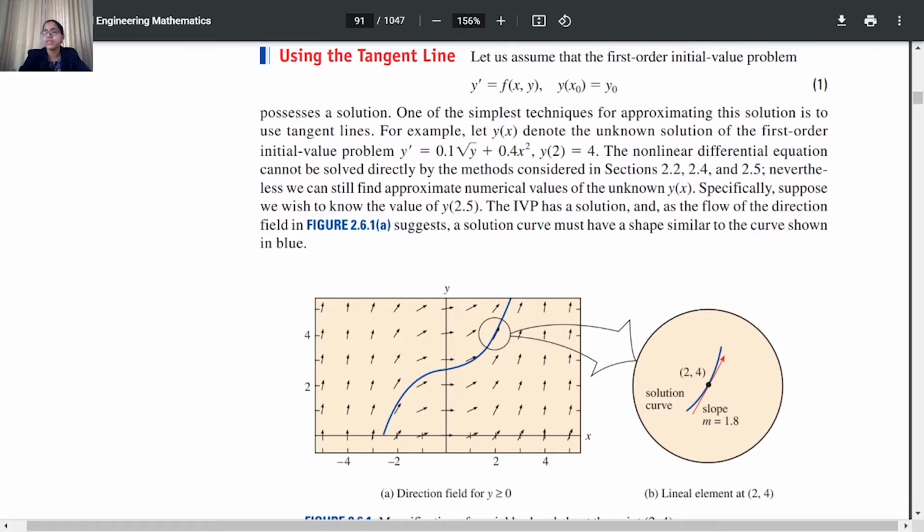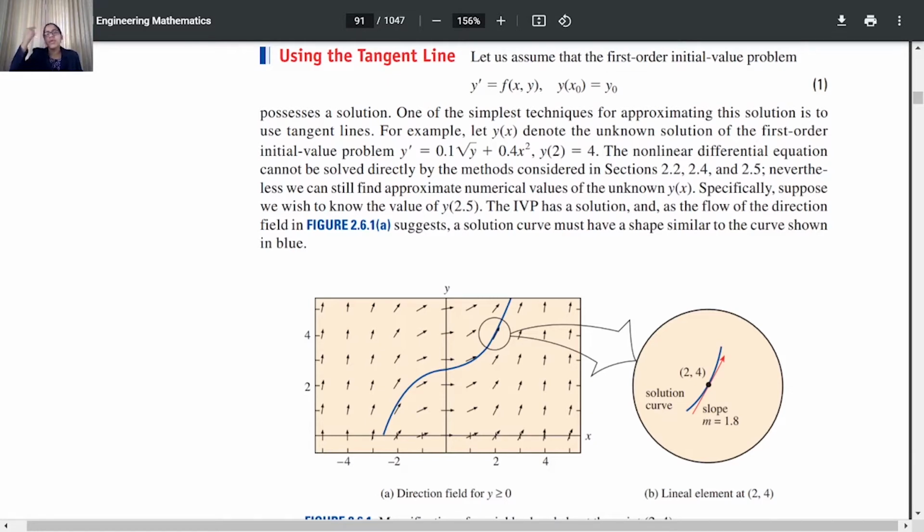An example is given. We are given an initial value problem, that is, y dash is equal to 0.1 root y plus 0.4 x square, with the initial value y of 2 is equal to 4. This differential equation will have a solution. Let us suppose that the solution is y of x. In this example we are going to calculate the value of y of 2.5.